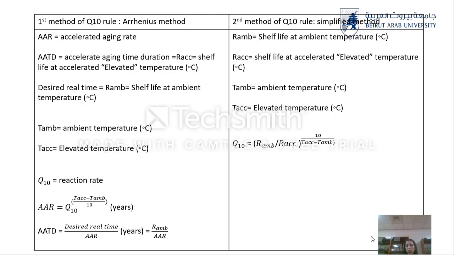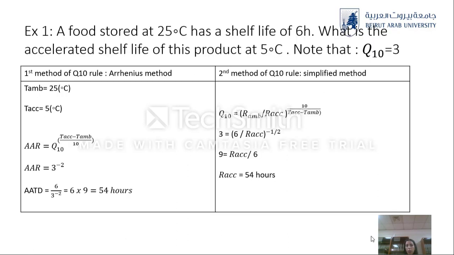So Q10 is the reaction rate. AAR, the accelerated aging rate, is Q10, which is 2, to the power of (T accelerated minus T ambient) over 10, okay? And the AATD, the accelerated aging time duration, is the desired real time divided by AAR. If you go to the simplified one, simply Q10 is R ambient, the shelf life at the real temperature, divided by R accelerated, the shelf life at accelerated temperature, to the power of 10 divided by (T accelerated minus T ambient).